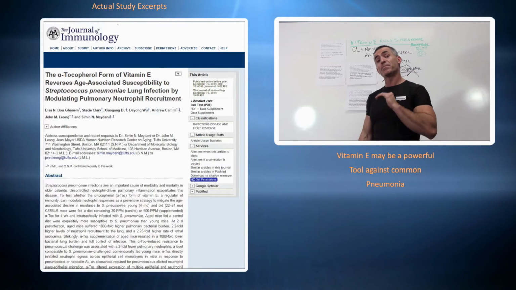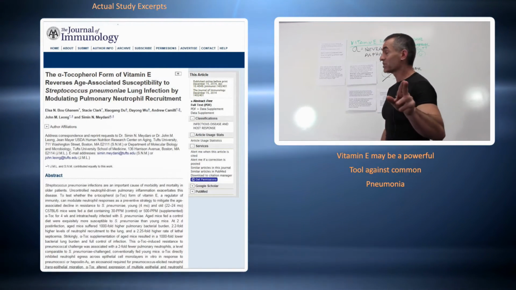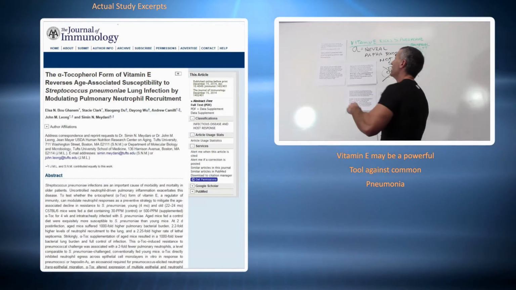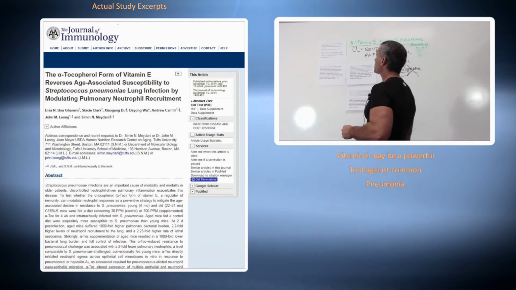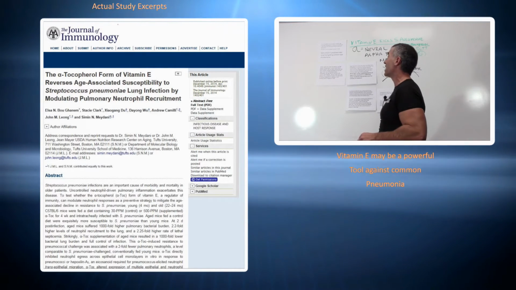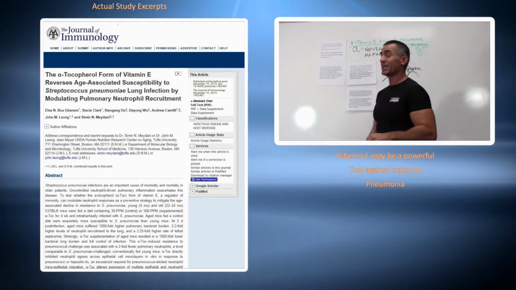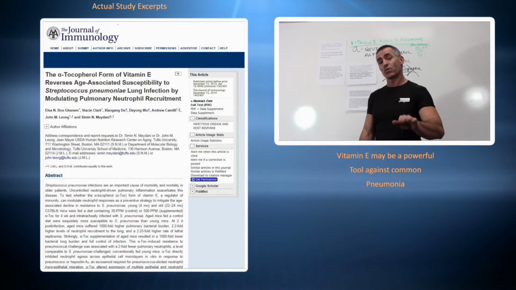Then I'm going to read you the general press release title. So bear with me on the technicality of the first citation as I read it to you. The alpha-tocopherol form of vitamin E reverses age-associated susceptibility to Streptococcus pneumonia lung infection by modulating pulmonary neutrophil recruitment, published in the Journal of Immunology, December 15, 2014.